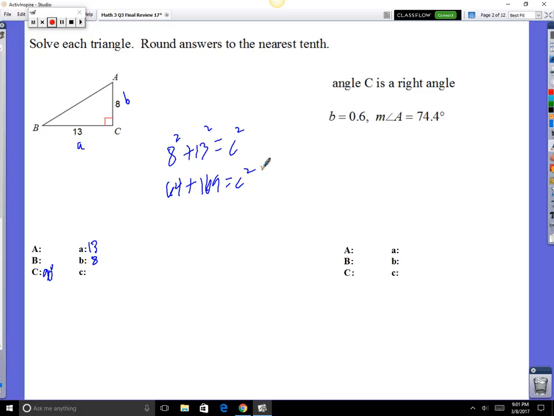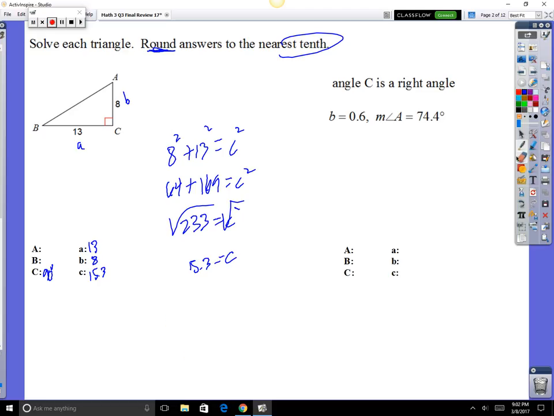So if you add those two, you're going to get 233 is c squared. Now undo the square, square root, and 233 is probably not a perfect square, but they don't want it exact. They want you to round your answer. So now it's okay to come up with a decimal. So c equals, just go to the nearest tenth, 15.3. So c is 15.3.